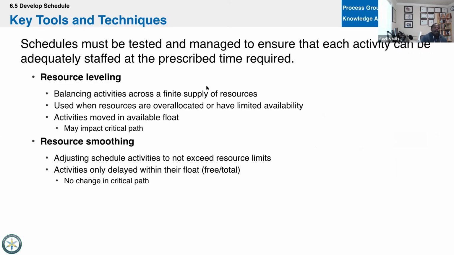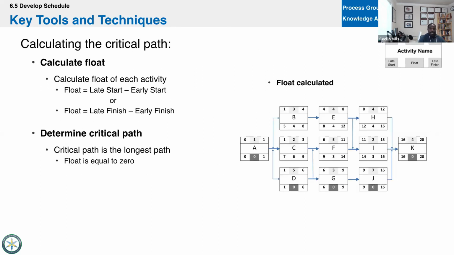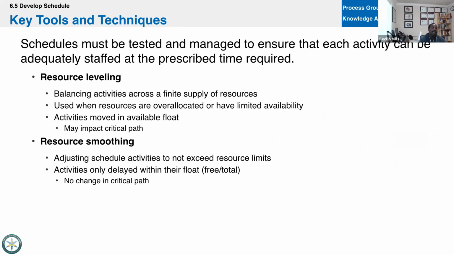All right, the other part about the exam is that now that we've created this schedule, we've got to go back, because we're doing schedule network analysis, double checking and measuring twice. We have to make sure we haven't underutilized or over allocated resources. There are two ways to do this: one is leveling and one is smoothing.